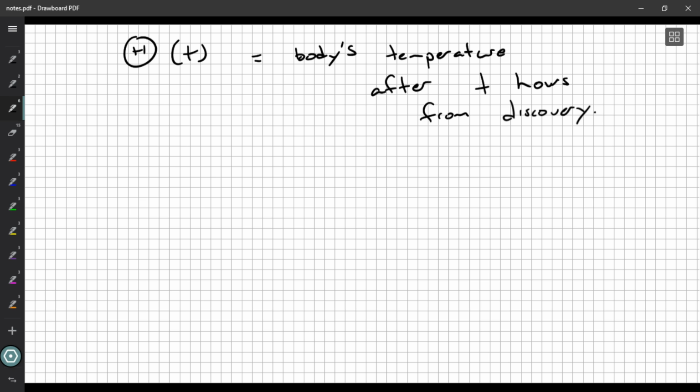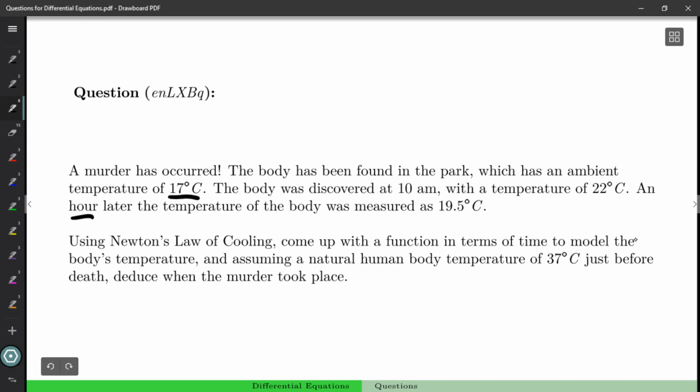Okay. We'll see how that goes. And I would encourage you to try it the other way. Try calculating T hours after the murder. But you'll still be able to do it. I want to do it this way. The reason I'm picking it this way is because the information I'm given can translate very quickly. Okay, so 10 a.m., that would be time 0. An hour later, time 1.